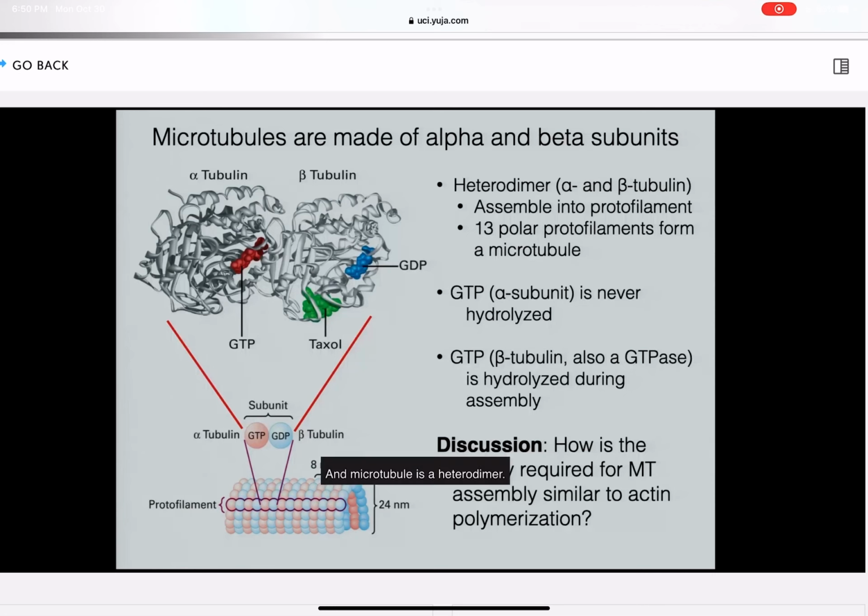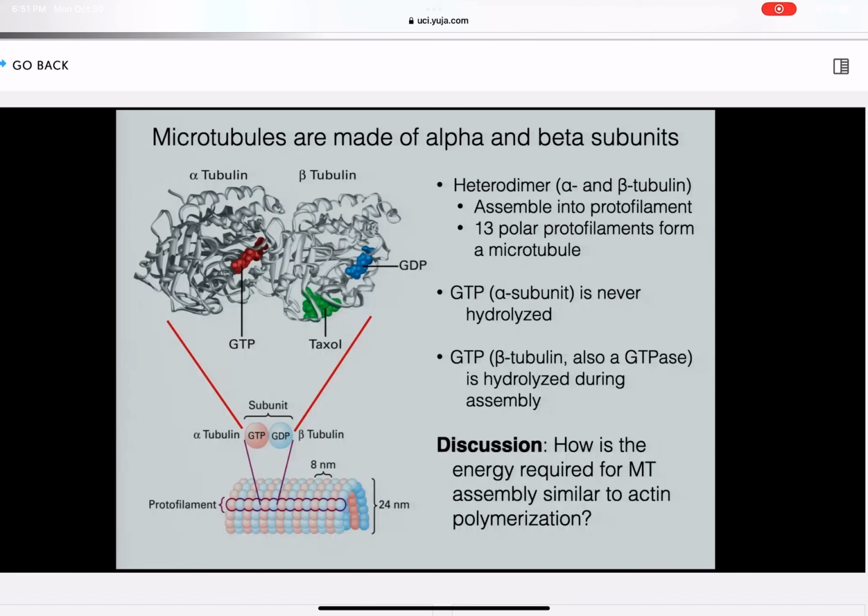Okay, so now let's talk a little bit about microtubules themselves. A microtubule is made of a heterodimer. It's actually two tubulins connected to each other, and they're bound to GTP as its energy. And so the alpha tubulin binds to GTP, but it's never hydrolyzed. The beta tubulin is bound to either GTP or GDP. And whether it's bound to GTP or GDP influences its shape.